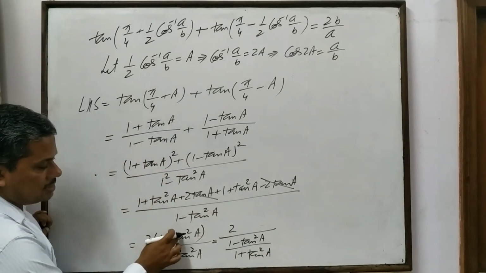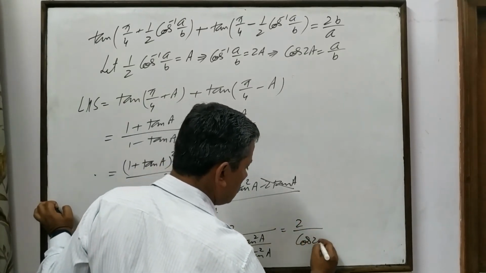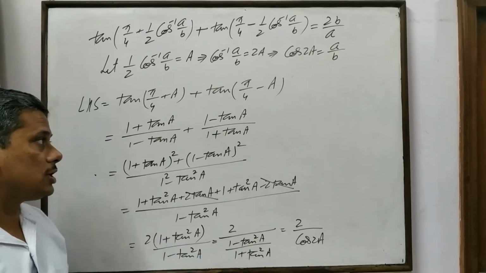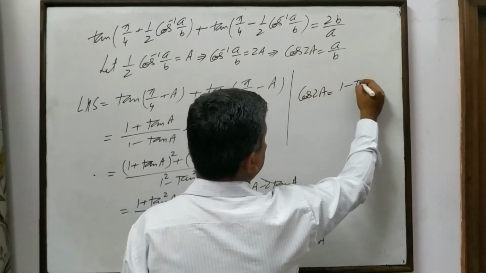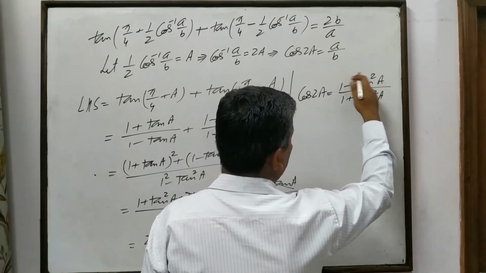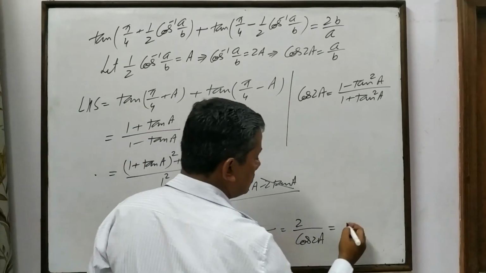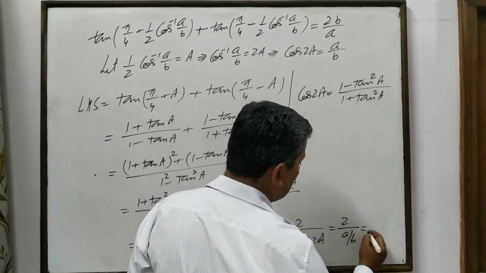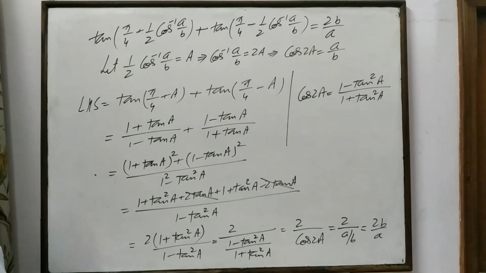क्या किया, ये 1 plus tan square a को denominator में लिखो, so it is 2 upon cos 2a. How come, because 1 minus tan square upon 1 plus tan square a, we have a formula that says cos 2a is 1 minus tan square a upon 1 plus tan square a. So we have used this formula. This is 2 divided by cos 2a is a upon b. b ऊपर चला गया, 2b upon a. So which is your right hand side? Hence proved.